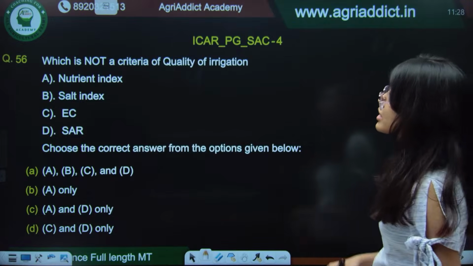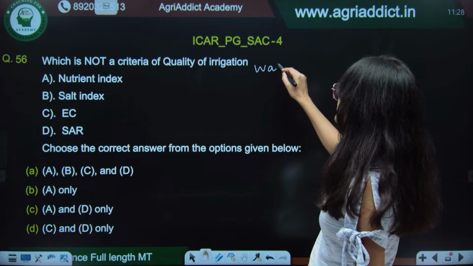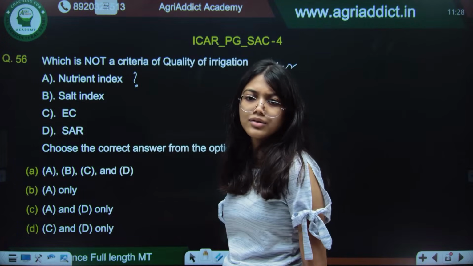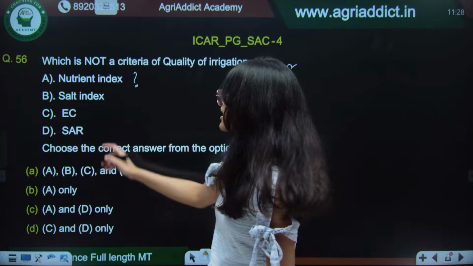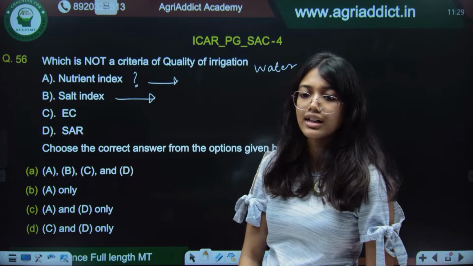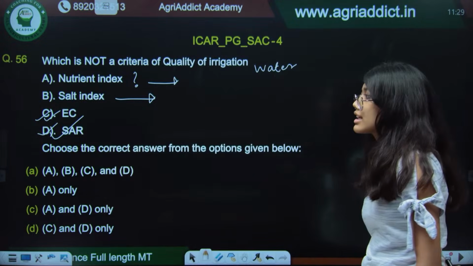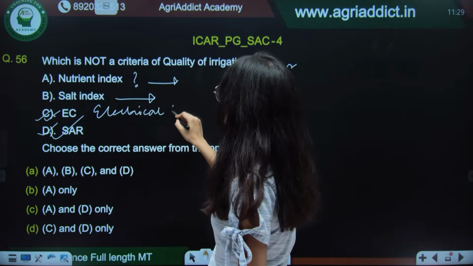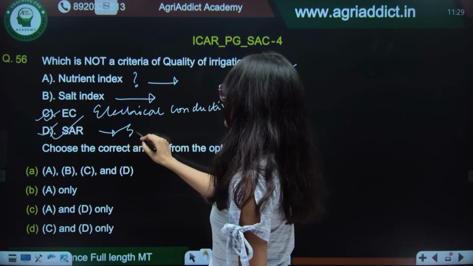Which is not a criterion of quality of irrigation water? This question came from quality of irrigation water. Will you judge the nutrient index of irrigation water? No, I guess not. Will you judge the salt index? Yes, but that is true for fertilizer. Can you tell me who gave the nutrient index and the soil index? Comment in the chat box. Then the EC and SAR. EC is electrical conductivity, and SAR is sodium adsorption ratio.